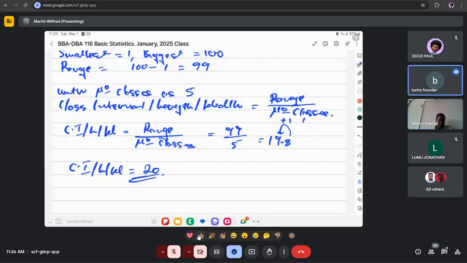Hello, sir. Yes? I'm not understanding what you're doing. You speak loud so that your friends also hear what you're saying. I mean the calculations you're doing. So from the class intervals, what are we trying to find? We are finding the class interval, or what we call the class width, or what we call the class length. What is your question?